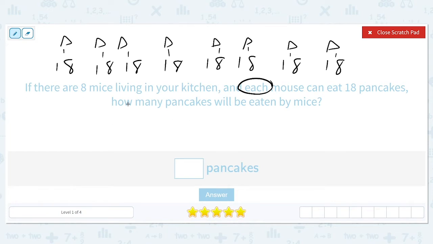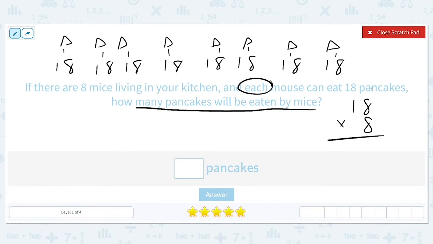So if we wanted to figure out how many pancakes will be eaten by all the mice, we would have to add up all of these 18s. A shorter way to do that is by using multiplication. So we need to multiply 18 times 8.